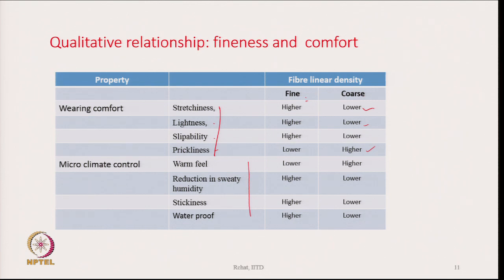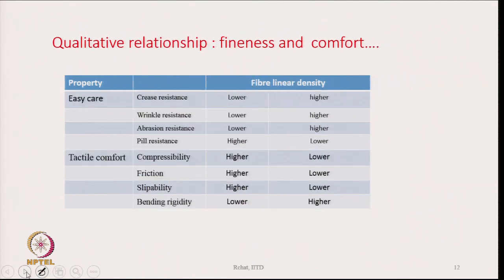So, some properties of the product or the fabric on the left hand side, and how the fineness of the fiber is going to affect it, are shown in qualitative terms in this particular table. From there, if we go to the other property like easy care, does the fiber linear density have some role here?